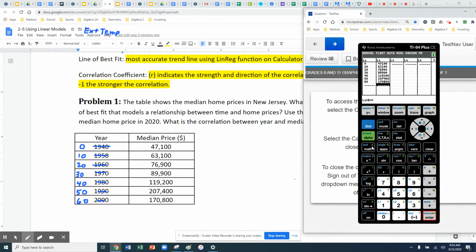To make the calculation, you're going to leave this table. To do that, you're going to hit second quit, and that's a good key sequence to use to get out of something that you're working on. If you hit clear, sometimes you delete the information that you've been working on, so hit second quit to leave. Then you're going to hit stat, and now we're going to go over to calculate. All I did was arrow over. We have menus up above. We're arrowing over to calc. Then we're going to go down to number 4, linear regression, and we'll hit enter.